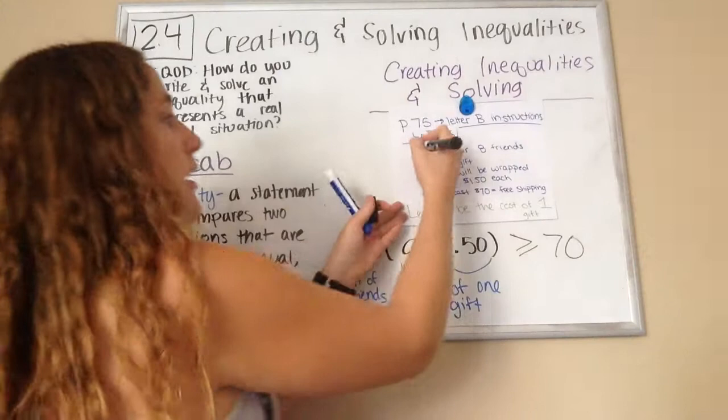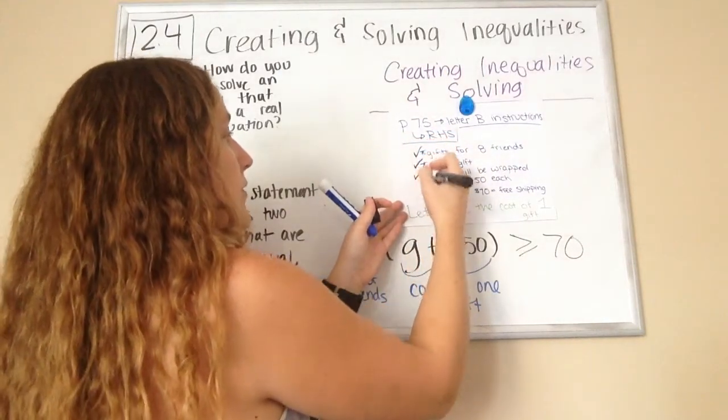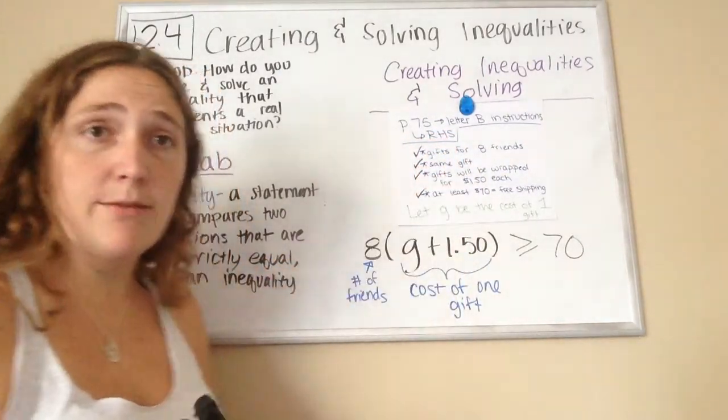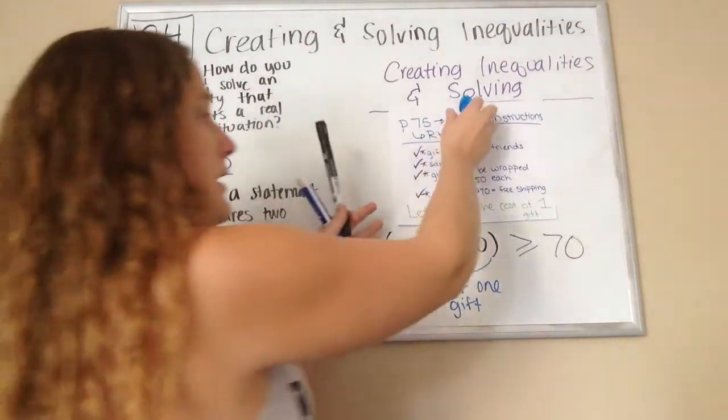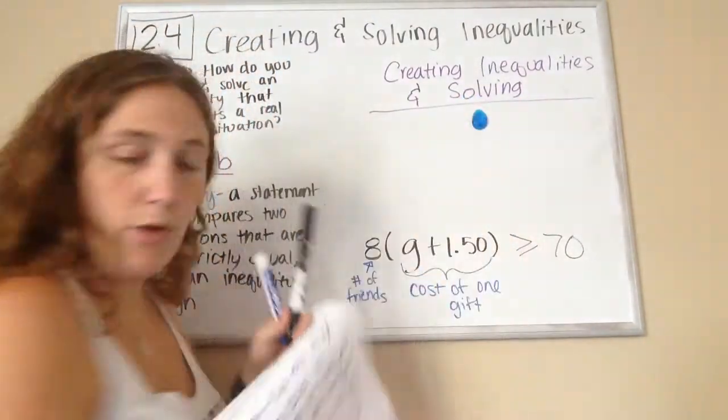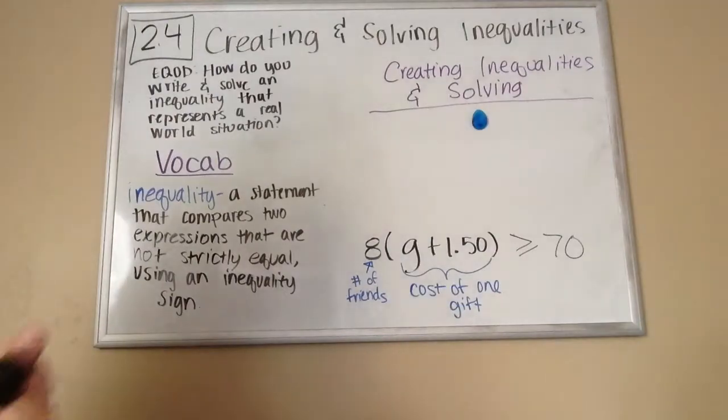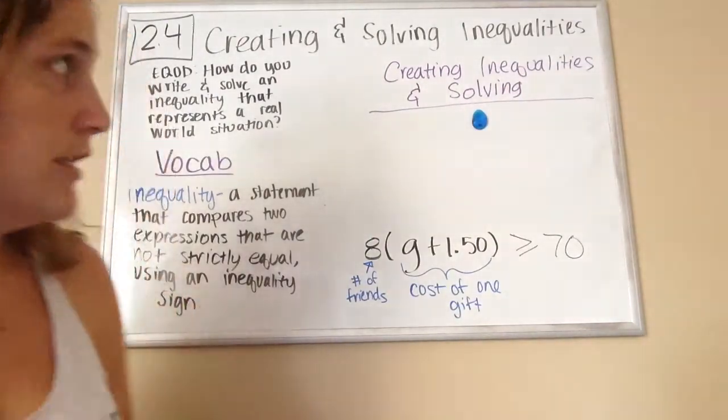That's it. We've done all these. 8 friends, same gift wrap, at least 70. We checked them all off. We've incorporated everything it told us in the problem. So there is our inequality that we created. And now what we need to do with that inequality is actually solve it.